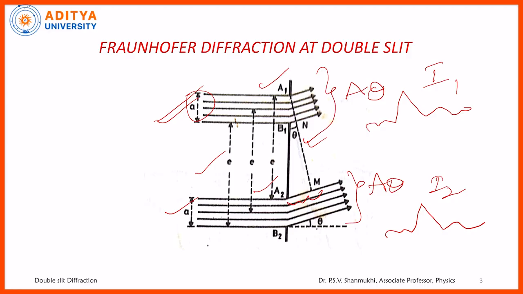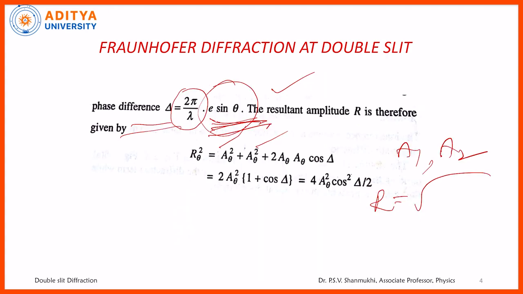Already we have seen A theta, it is due to the single slit diffraction, the resultant amplitude. This is A theta, that is also the resultant amplitude. Instead of A1 and A2, we have A theta, A theta. That's why, what is the resultant amplitude square? A theta square plus A theta square plus 2 A theta cos delta.